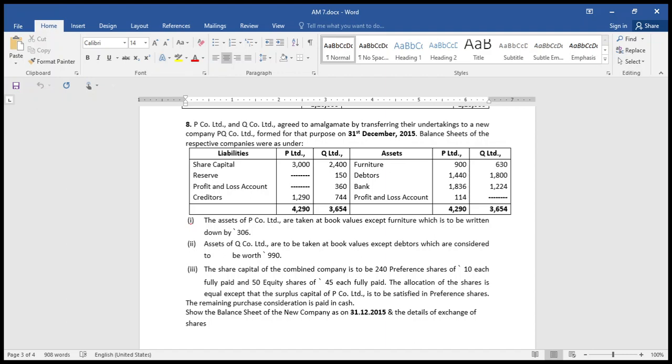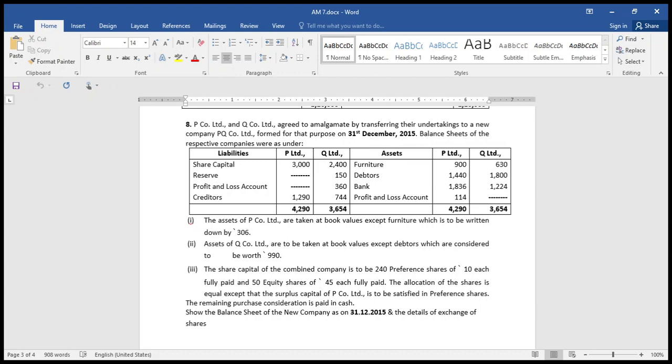The assets consist of furniture, debtors, bank and profit and loss account of P Limited. The assets of P Company Limited are taken over at book values except furniture, which is to be written down by 306. So all the assets are taken over at book value with the exception of furniture. What is the book value of the furniture of P Limited? 900, but now we must write it down by 306.